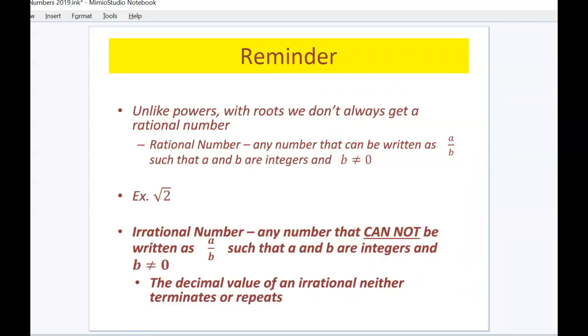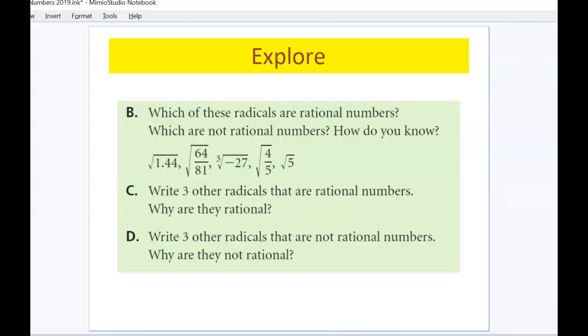Now, unlike powers, with roots we don't always get rational numbers. And we said that rational numbers can be written in the form a over b, and irrational numbers cannot be written in the form a over b. The decimal values of irrational numbers neither terminate nor repeat, and that's exactly what we said on the previous slide.